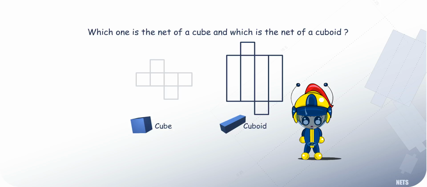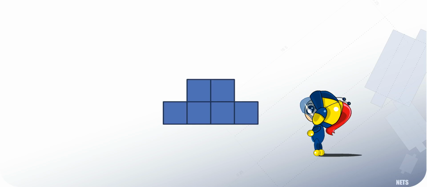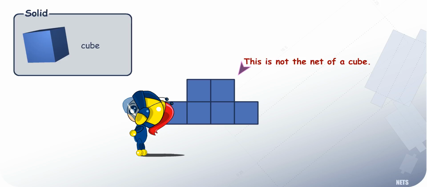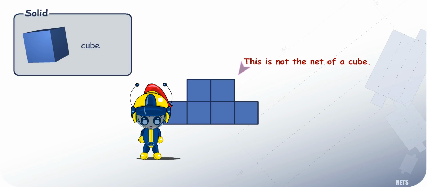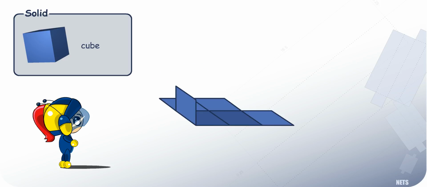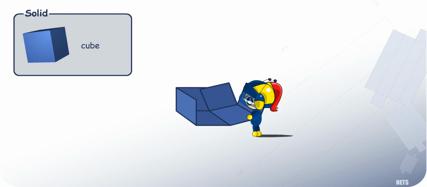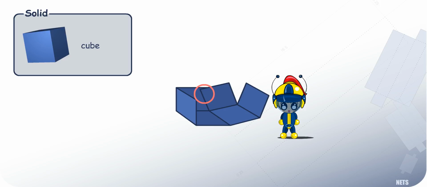For example, we have here a figure which is made up of 6 squares, but it is not the net of a cube. Why not, teacher? Well, if you try to fold and join the figure to form a solid, you will find that you cannot form a cube. One of the surfaces overlaps another when I try to fold it. Yes, that's why it's important to visualize how the figure will look when it is folded and joined.